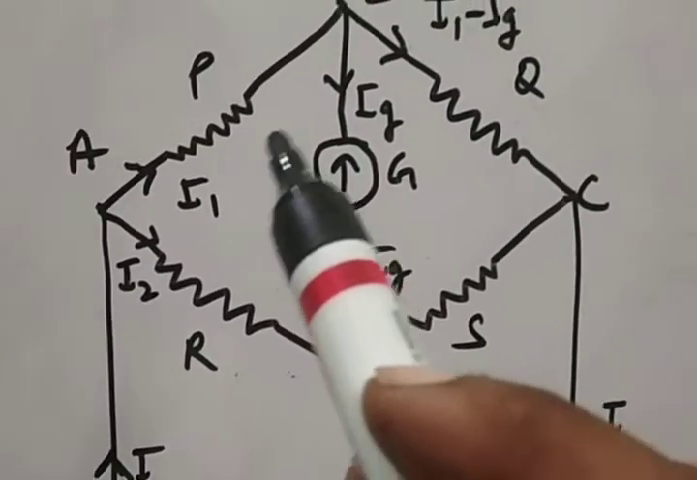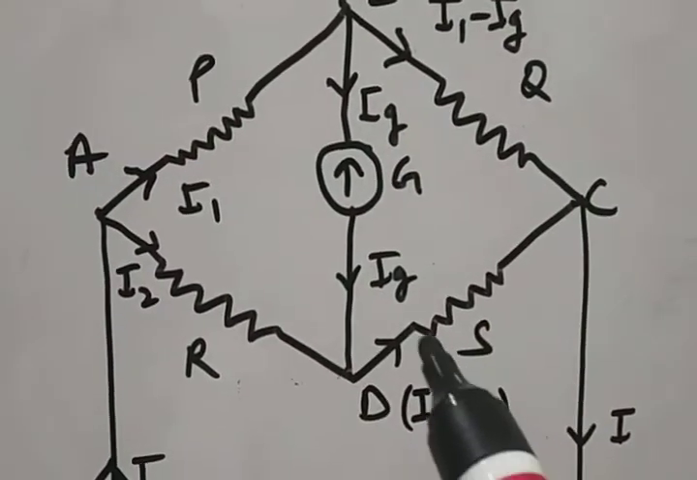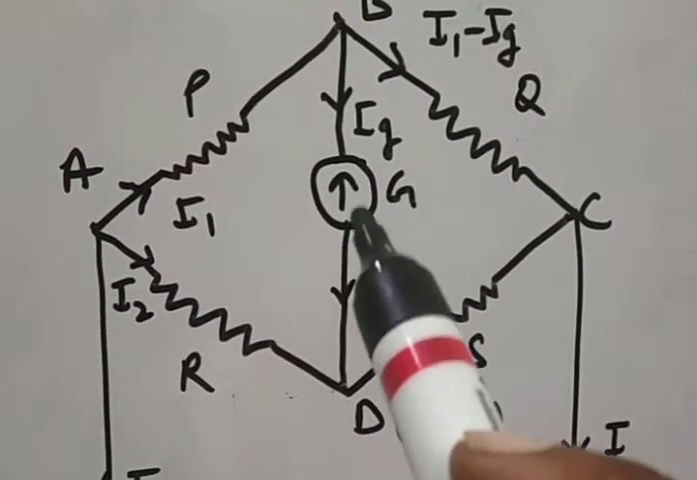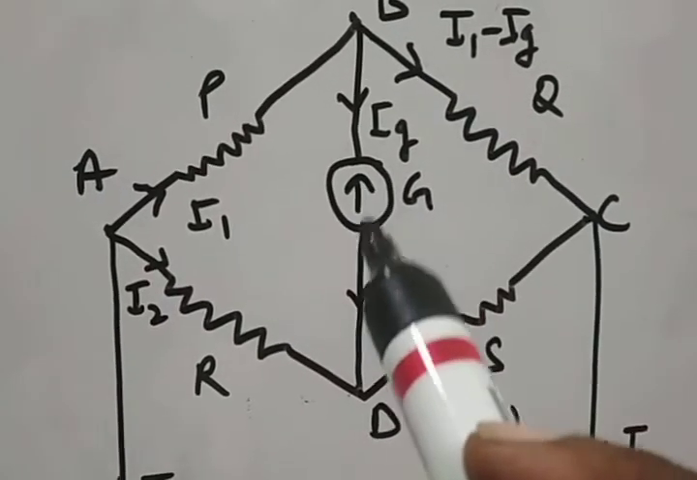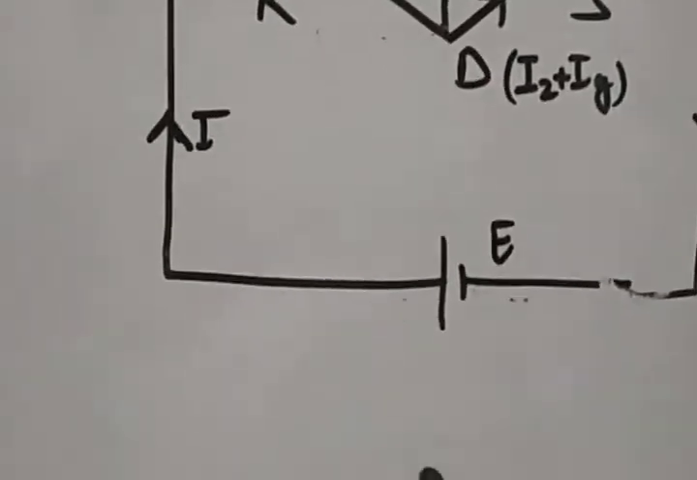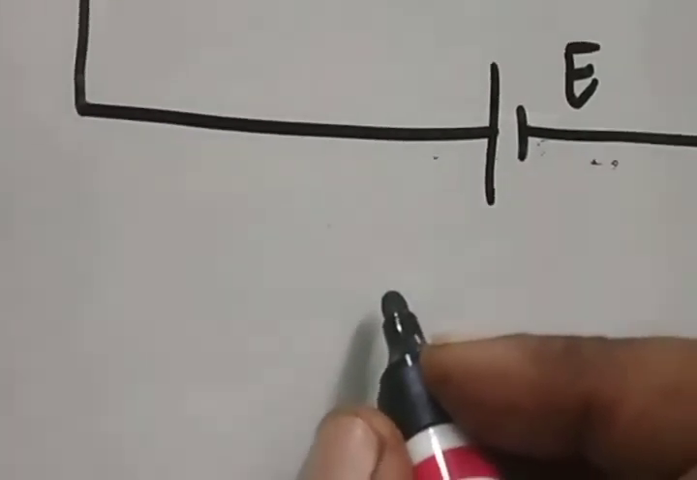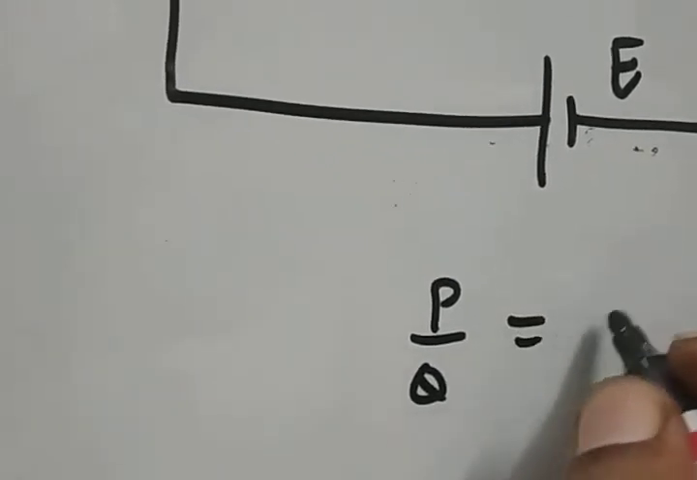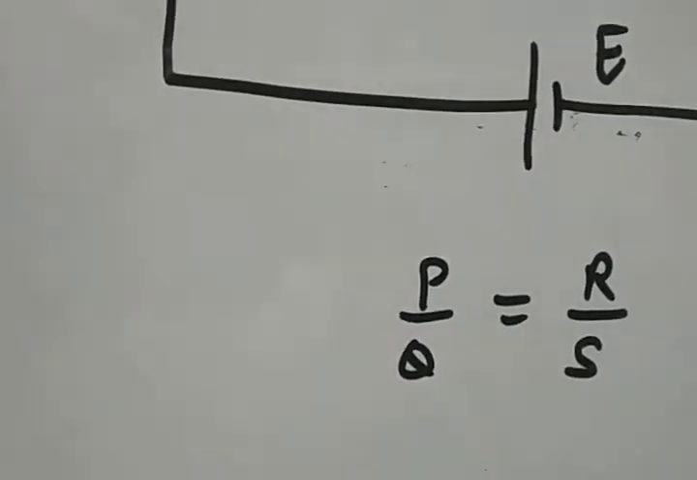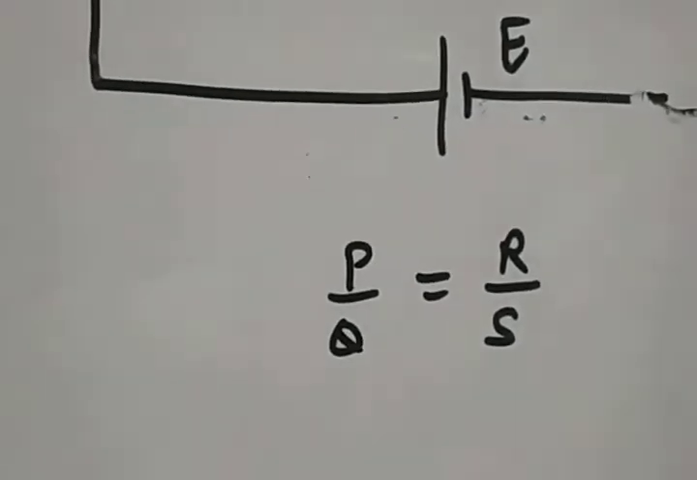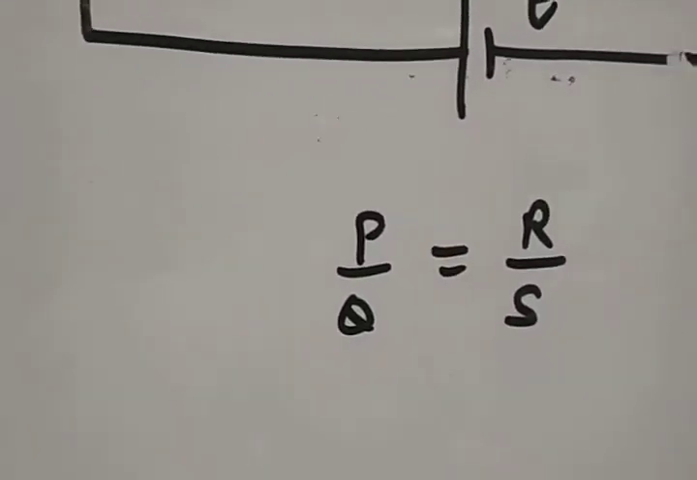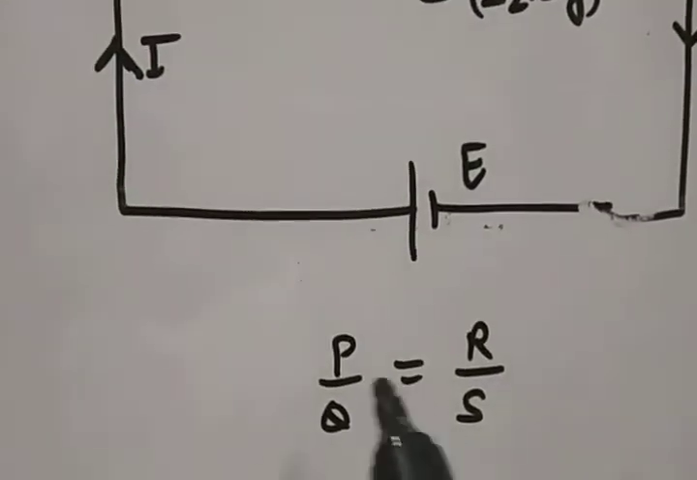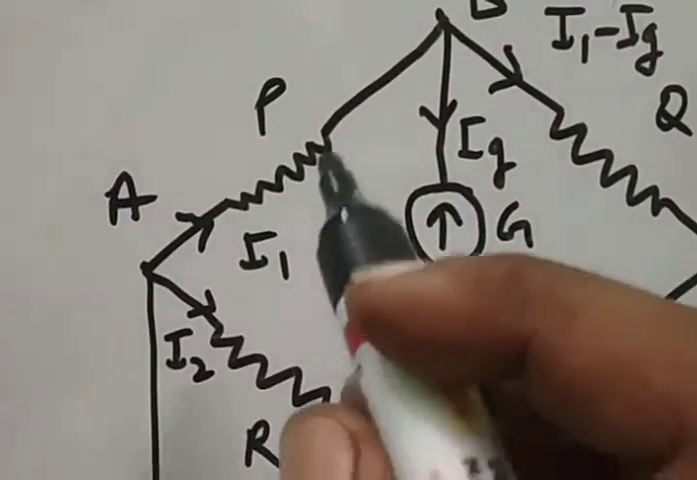The purpose is that one of the resistances can be calculated by using the Wheatstone bridge principle. According to this principle, if the values P, Q, R and S are adjusted in such a way that no current is flowing through the galvanometer, in that case the Wheatstone bridge is said to be balanced, and in that case P upon Q is equal to R upon S. By using Kirchhoff's laws, we can prove this relation.